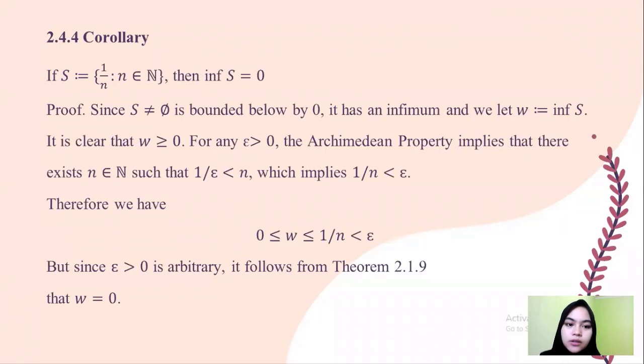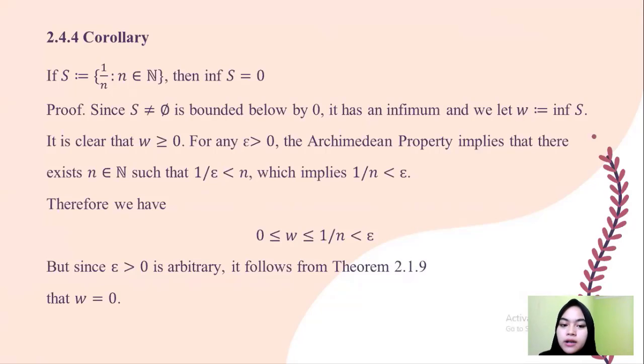And the next is Corollary 2.4.4. If S is defined by 1 over n, where n is an element of the natural numbers, then the infimum of S is equal to 0. Proof. Since S is a non-empty set bounded below by 0, it has an infimum, and we let w be defined by the infimum of S. It is clear that w is greater than or equal to 0.